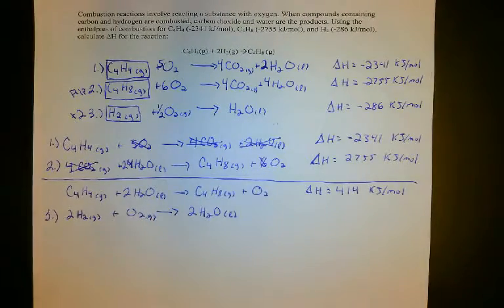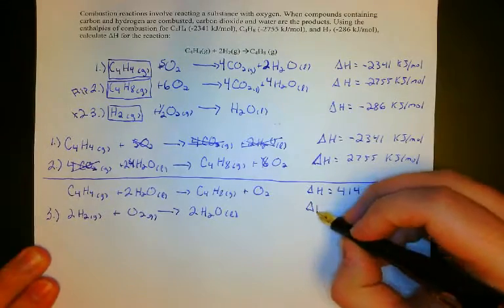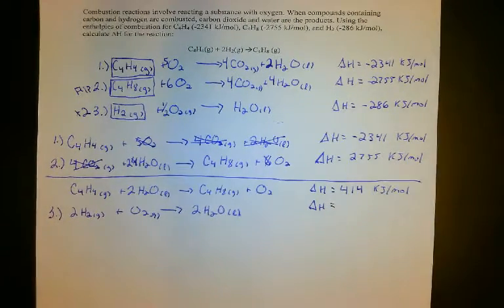Okay. Because I multiplied by 2, I need to multiply the enthalpy by 2, but I do not need to flip the sign because we did not flip the equation. So negative 286 times 2. So like you said, negative 572.